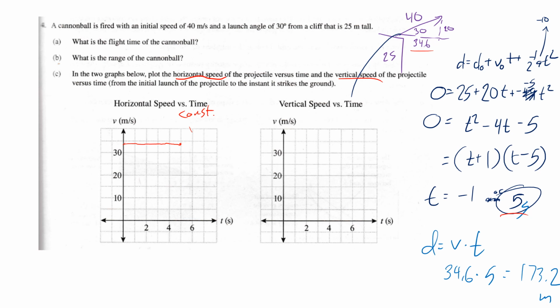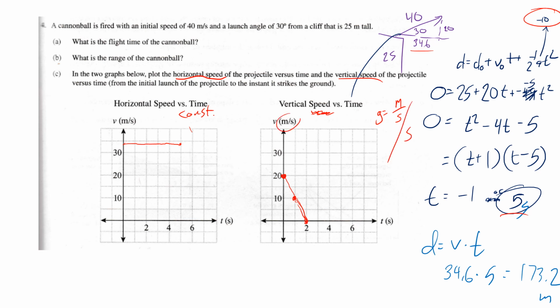Next one, vertical. All right, the vertical one starts out at 20. Now, it says speed, not velocity here, so everything's positive, all right? So what's going to happen? As you fire it upwards, it's going to decrease because of gravity. Remember how gravity is 10? So as it goes up, after 1 second, it's going to drop by 10 meters per second. After another second, it's going to drop by another 10 meters per second.